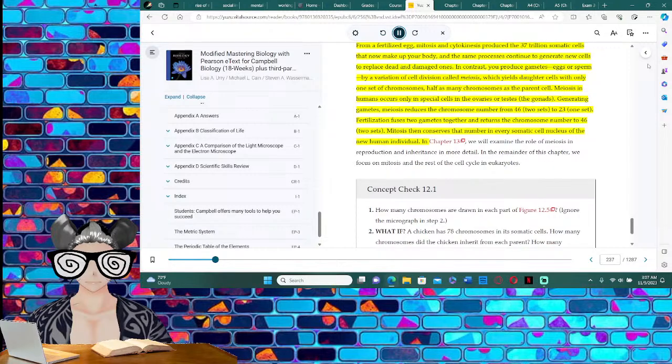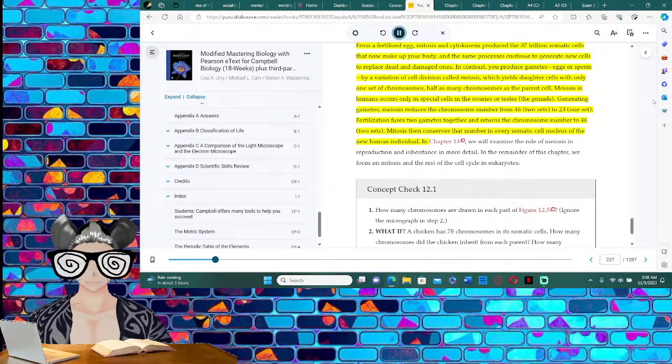From a fertilized egg, mitosis and cytokinesis produced the 37 trillion somatic cells that now make up your body, and the same processes continue to generate new cells to replace dead and damaged ones. In contrast, you produce gametes, eggs or sperm, by a variation of cell division called meiosis, which yields daughter cells with only one set of chromosomes, half as many chromosomes as the parent cell.